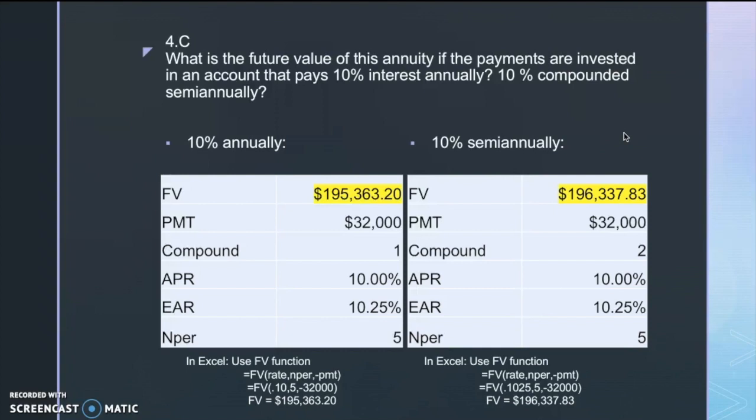And now that we move over, and if we're looking at 10% semi-annually, we need to change and use the EAR, the adjusted rate, instead of the given rate. So when we do that, we use the 10.25%, and our future value comes out as $196,337.83.